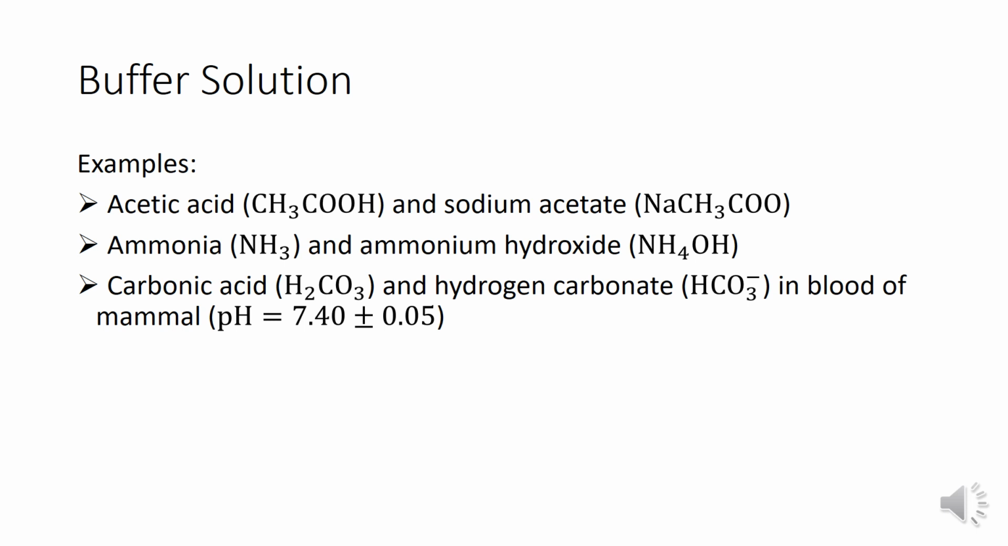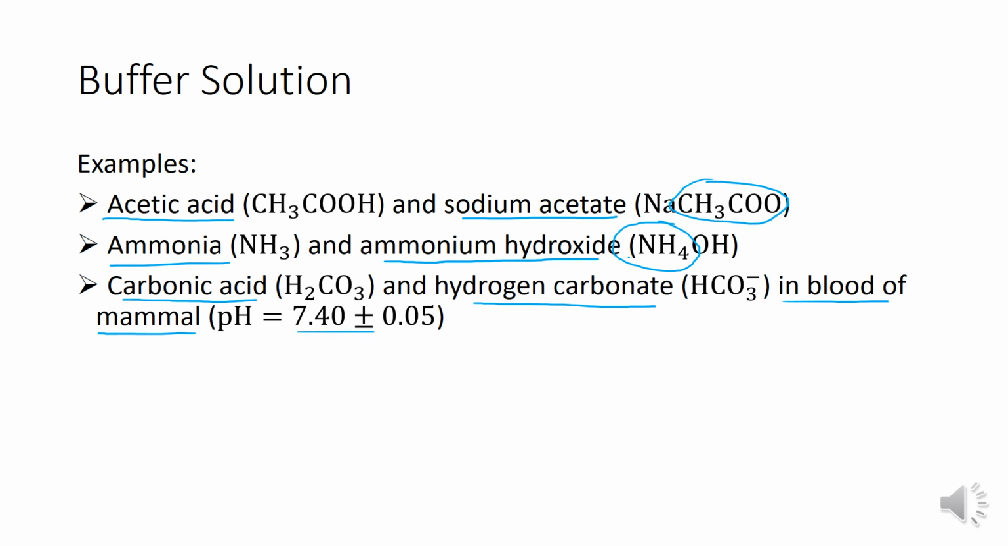Here are some examples of creating a buffer solution. First, we can combine acetic acid with sodium acetate that contains the conjugate base acetate. In another example, we can also combine ammonia with ammonium hydroxide, which contains the conjugate acid ammonium. Now, we can also have a combination of carbonic acid and hydrogen carbonate, for example, in the blood of mammals, in which the pH should be maintained within 7.4 plus or minus 0.05.